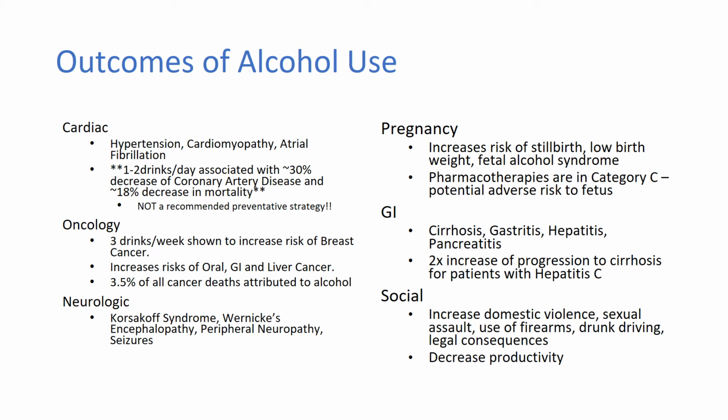Across the board, you'll see increased risk of cancer, and then roughly 3.5% of all cancer deaths are related to alcohol. For neurological symptoms, you may see Korsakoff syndrome being caused by B12 deficiency, and then encephalopathy and neuropathy as well. I think the risks with pregnancy are well known, specifically fetal alcohol syndrome and the risk of stillbirth, but it's worth noting some of the medications also present a risk to the fetus. With the GI, you'll see cirrhosis of the liver or gastritis or hepatitis. And then you also see a faster progression to cirrhosis when patients also have hepatitis C. And then socially, we'll see increased rates of domestic violence, sexual assault, use of firearms, drunk driving, and just overall legal consequences, and then a decrease in productivity.